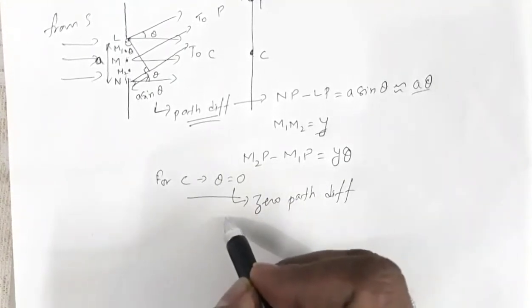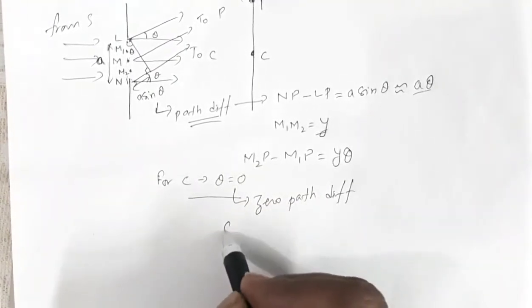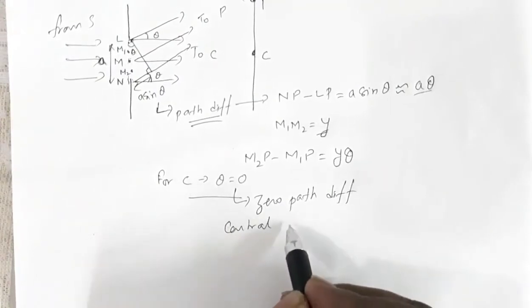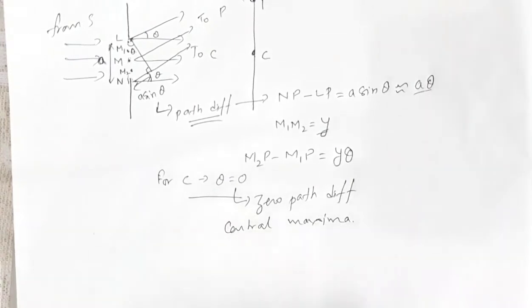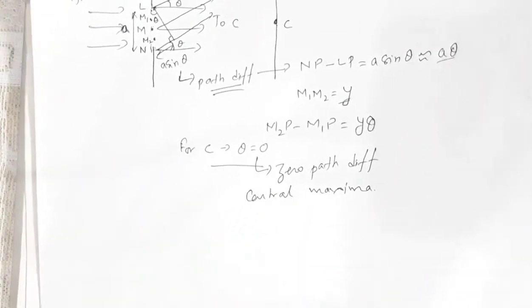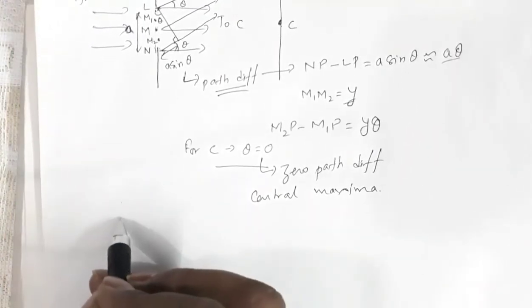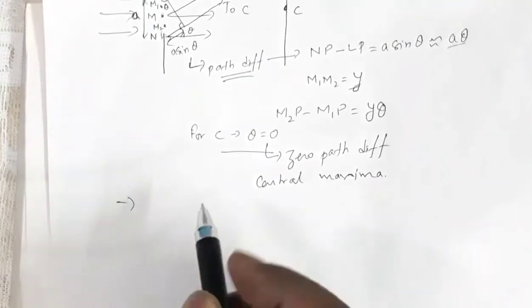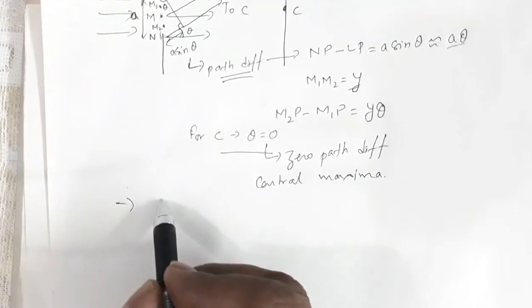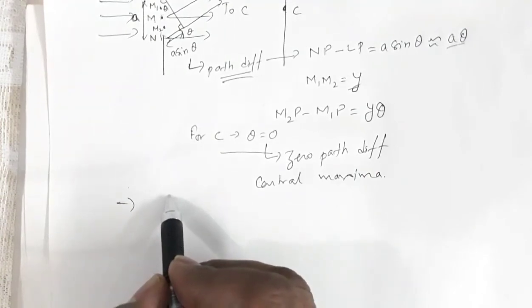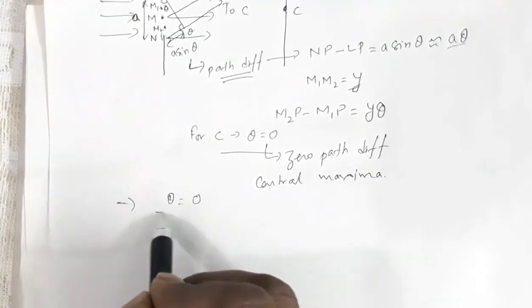So that gives maximum intensity at C. So that is the central maxima. Okay, so now we have found that intensity has a central maxima at theta is equal to 0.